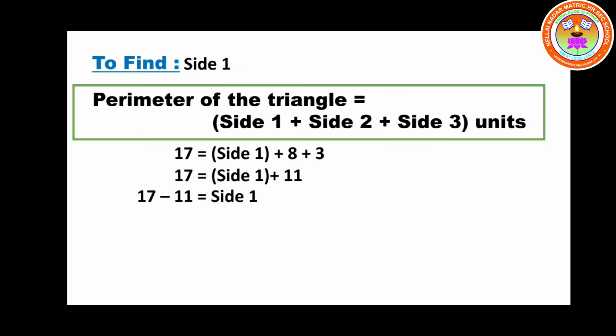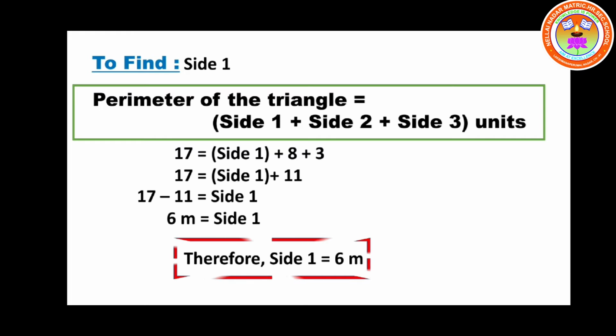Now, bring the 11 to the left hand side. When it comes to this side, the plus sign changes into minus. So, 17 minus 11 is equal to side 1. 17 minus 11 is 6. So, 6 meter is equal to side 1. Therefore, side 1 is equal to 6 meter.